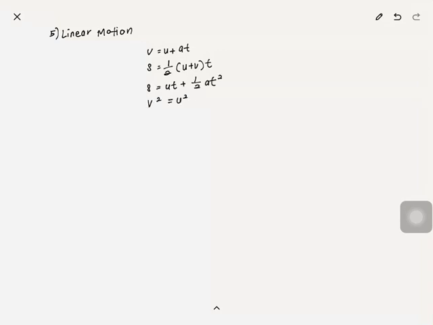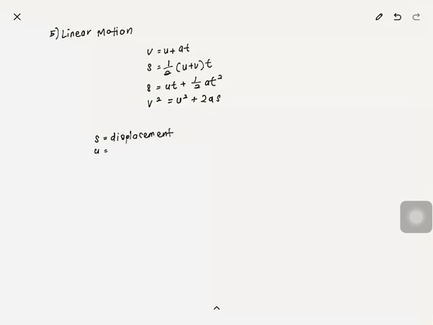And next, we'll look at some of the equations of linear motion that are very important and should be memorized. So the first one, v equals u plus at, s equals 1 over 2 (u plus v)t, s equals ut plus 1 over 2 at squared, and the final one is v squared equals u squared plus 2as.